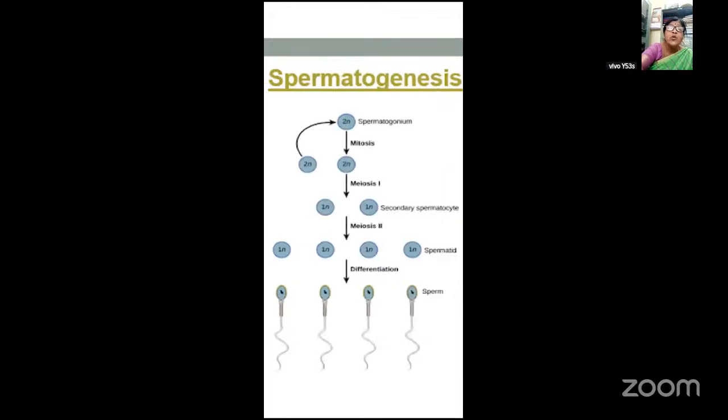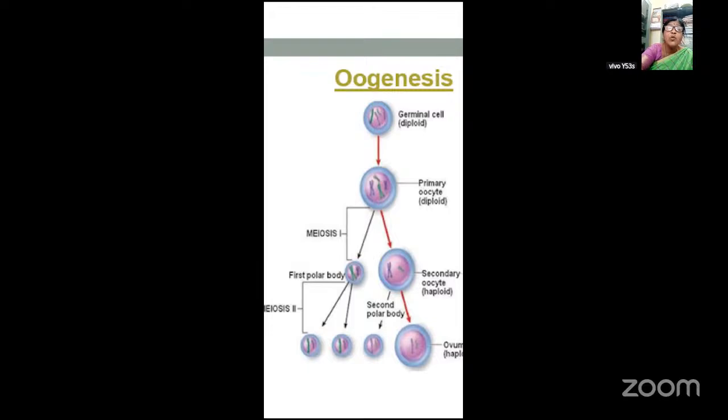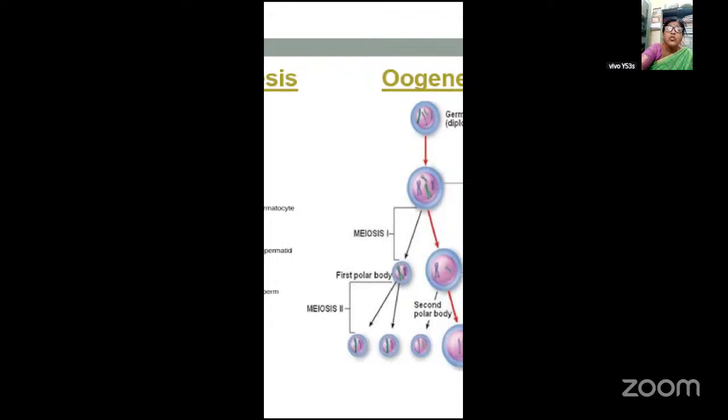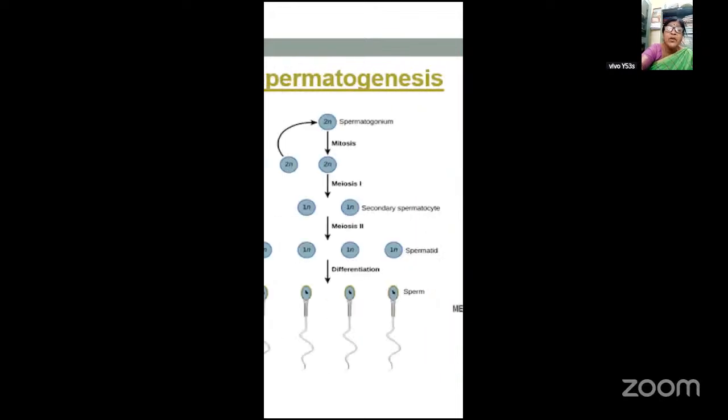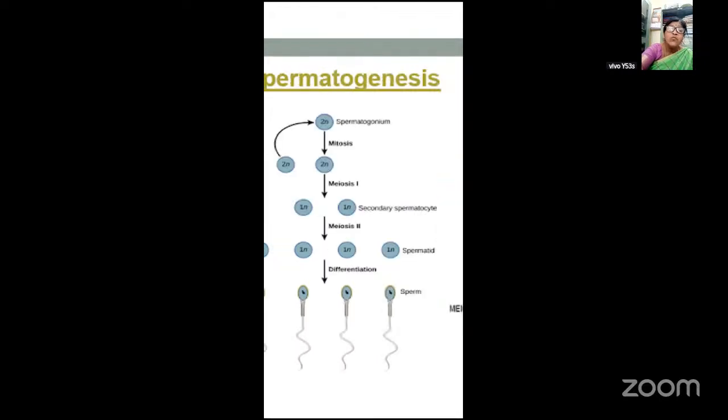In the same way, see, here you have spermatogonium. Here you have the oogonium, which is a germinal cell that is diploid, and it undergoes mitosis. This also undergoes mitosis, and it forms primary spermatocyte. Here it forms primary oocyte, and here primary spermatocyte. It undergoes meiosis 1 and meiosis 2, likewise, and undergoes differentiation.